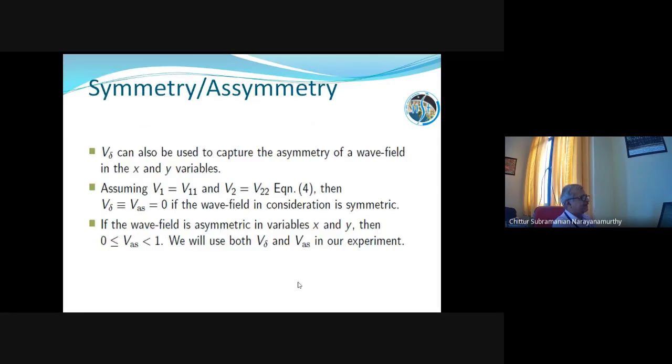The symmetry V delta can also be used to capture the asymmetry of a wave field in both x and y directions. Assuming V1 equals V11 and V2 equals V22 in the equation which we have shown here, we can find out if the wave field is symmetric. V asymmetry should be 0 for a perfectly symmetric wave field. Similarly, if there is asymmetry, then there will be a value between 0 and 1. So we normally use both V delta and V asymmetry in our experiment to calculate how much the turbulence impacts wave propagation through atmospheric turbulence.